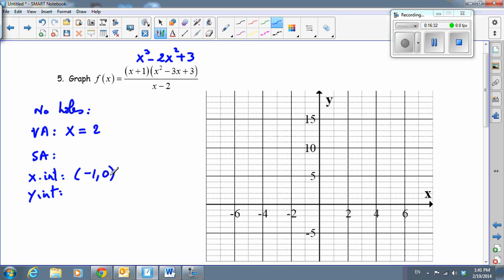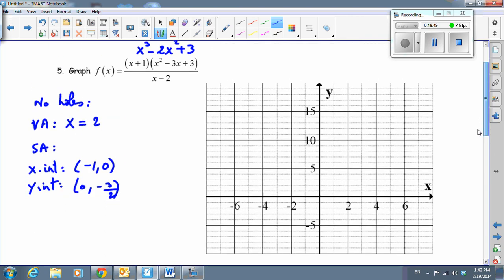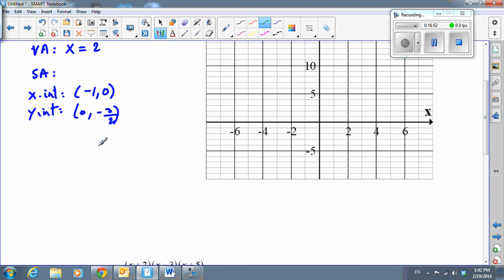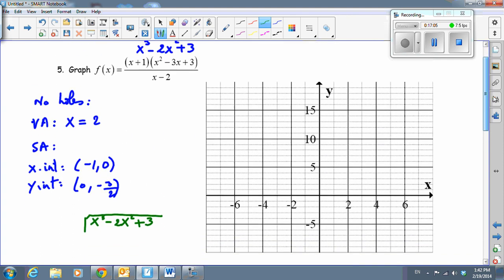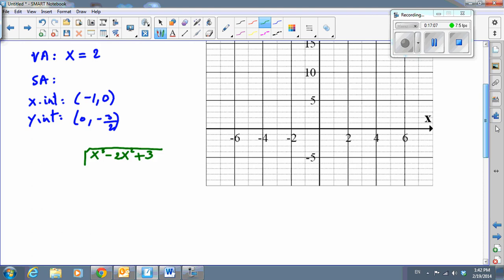The y-intercept, on the other hand, is what makes actually canceling everything. In other words, I'll cancel the x cubed, the 2x squared. I'll be left with 3 over -2. So that will be at (0, -3/2). Let's go ahead and solve for that slant asymptote. So I have x cubed minus 2x squared plus 3, and on this side I will have x minus 2.